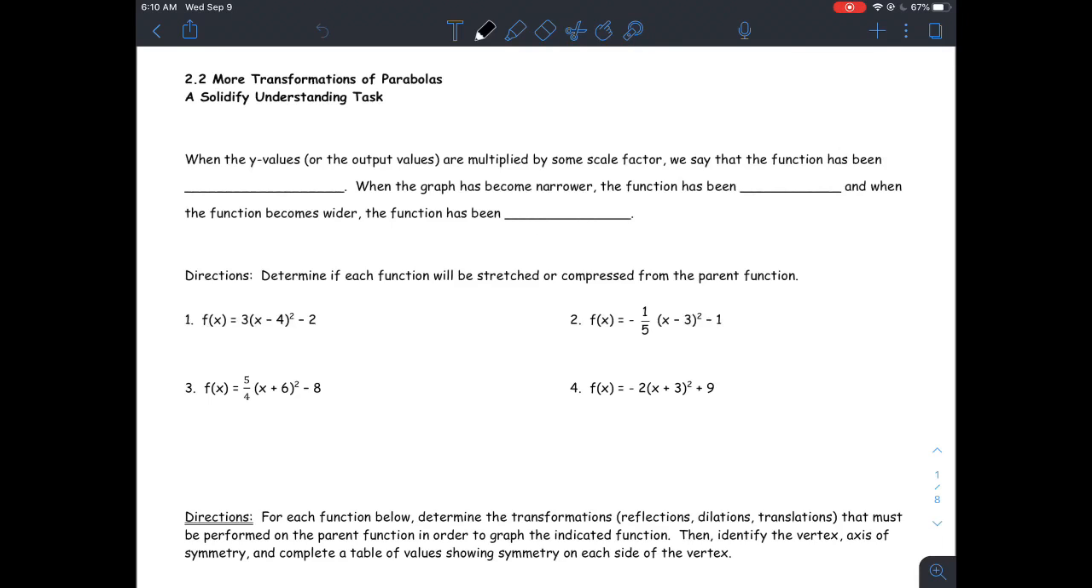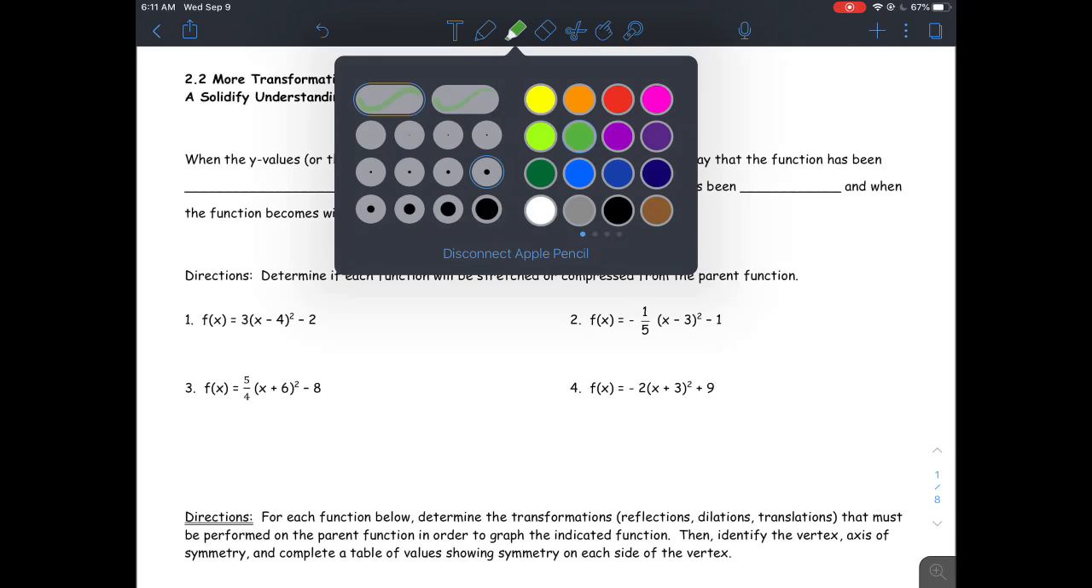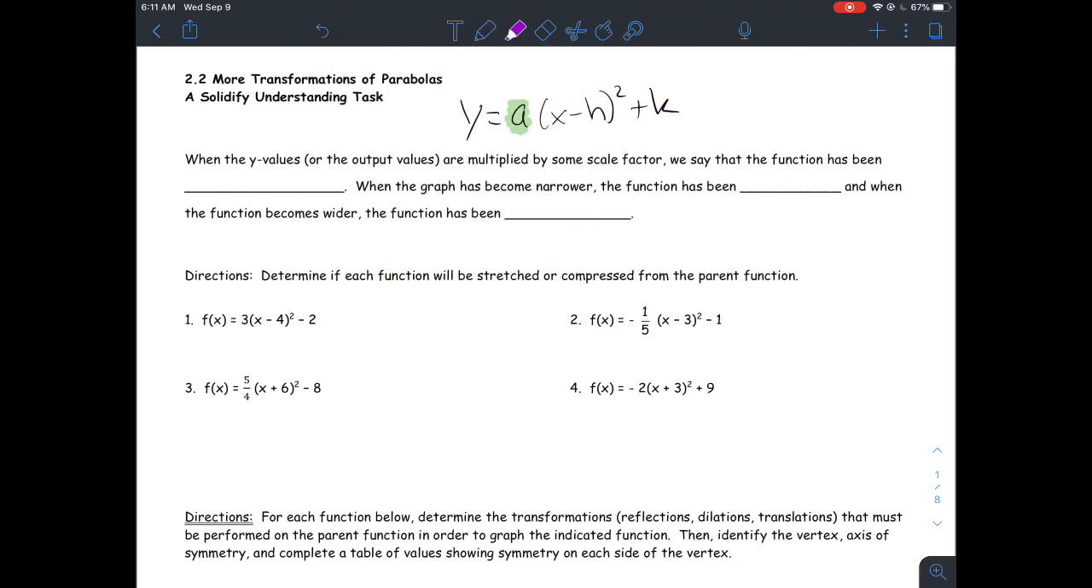So in last lesson we talked about parabolas. You were kind of introduced to the general form, which was y equals a times (x minus h) squared plus k. That is definitely something you're going to want to be familiar with. And basically changing a changes the parabola, and then changing h and k is going to change the vertex.